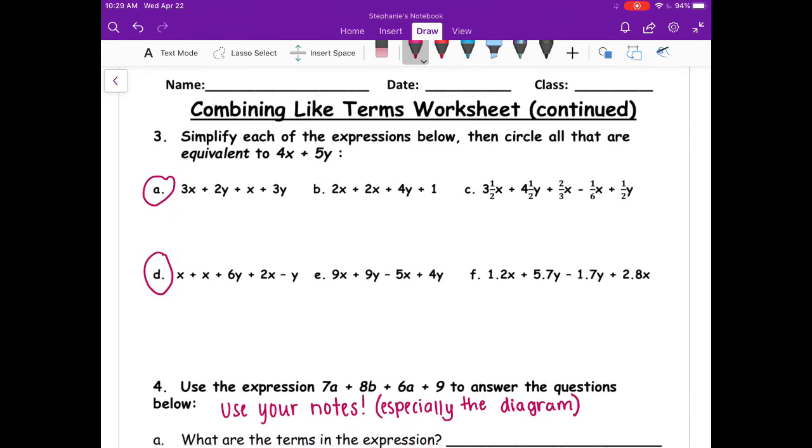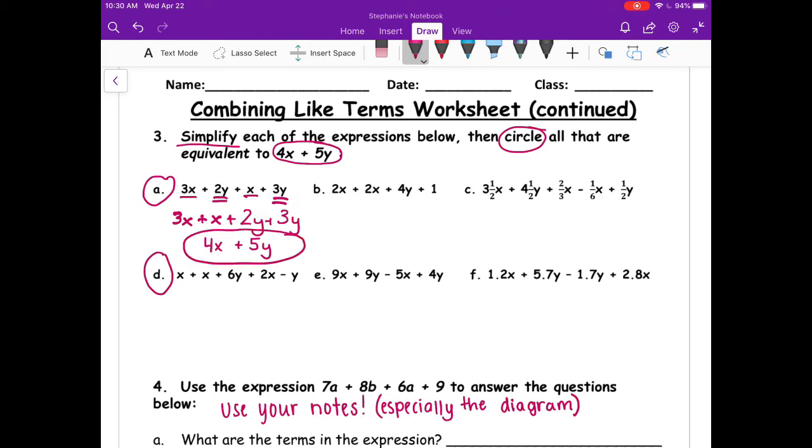Simplify each of the expressions below, then circle all that are equivalent to 4x plus 5y. Let's get started. First, I'm going to look for my like terms, like 2 x's and 2 y's. Let's rewrite the problem so that all my like terms are together. Perfect. Now I can just combine them. 4x plus 5y. And because it's the same, I can circle it.